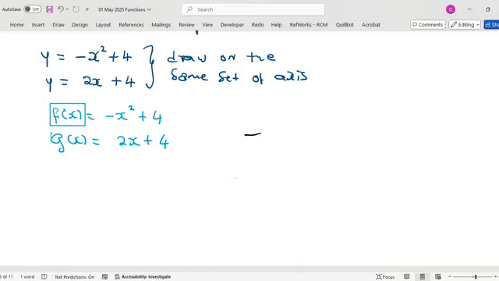F of x is the same as y. G of x is the same as y. I can even say p of x. I can still say r of x, as long as I'm talking about the graph. So basically, when you see this thing, then you need to know that that is y. The same happens if you see f of x, you know that you are seeing y.